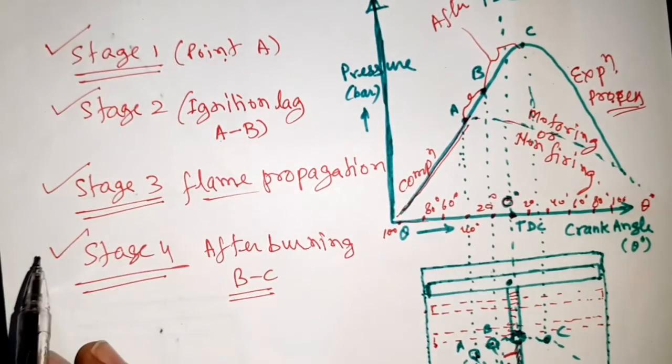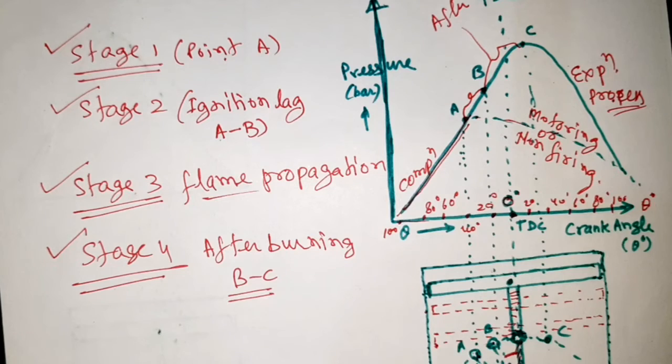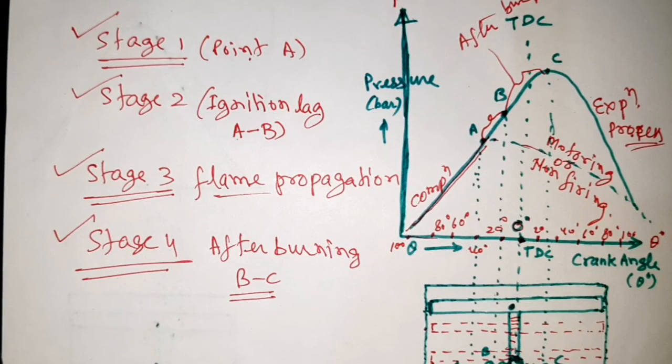So with the displacement of this piston, the crank angle is changing. This is the crank, this one, and this is the connecting rod.